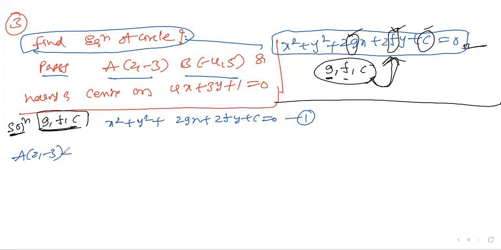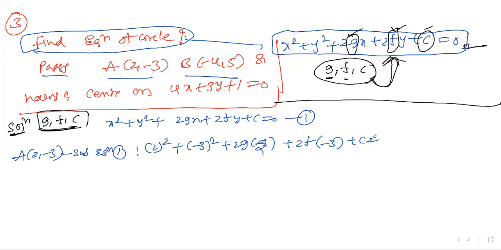Therefore, the point (2, -3) is passing through the circle, so substitute it in equation number 1. Substituting, we get 2 square minus 3 square plus 2g into 2, plus 2f into minus 3, plus c is equal to 0. If you simplify it, what is the value we are going to get?